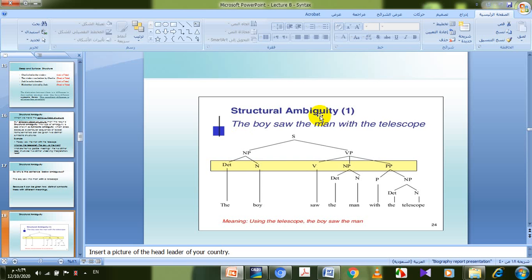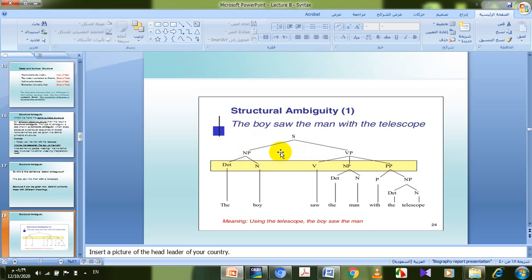Okay, structural ambiguity. The boy saw the man with a telescope. We are talking about using the telescope. The boy saw the man, using the telescope, the boy saw the man with the telescope. Let's have a look. Here we have a sentence. The sentence is divided into noun phrase and verb phrase.